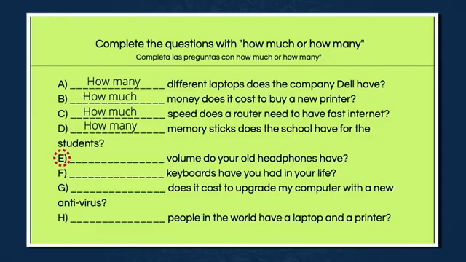Letter E. How much or how many? Yes, how much? How much volume do your old headphones have? ¿Cuánto volumen tiene tus audífonos viejos? Letter F. How many? How many keyboards have you had in your life? ¿Cuántos teclados has tenido en tu vida?